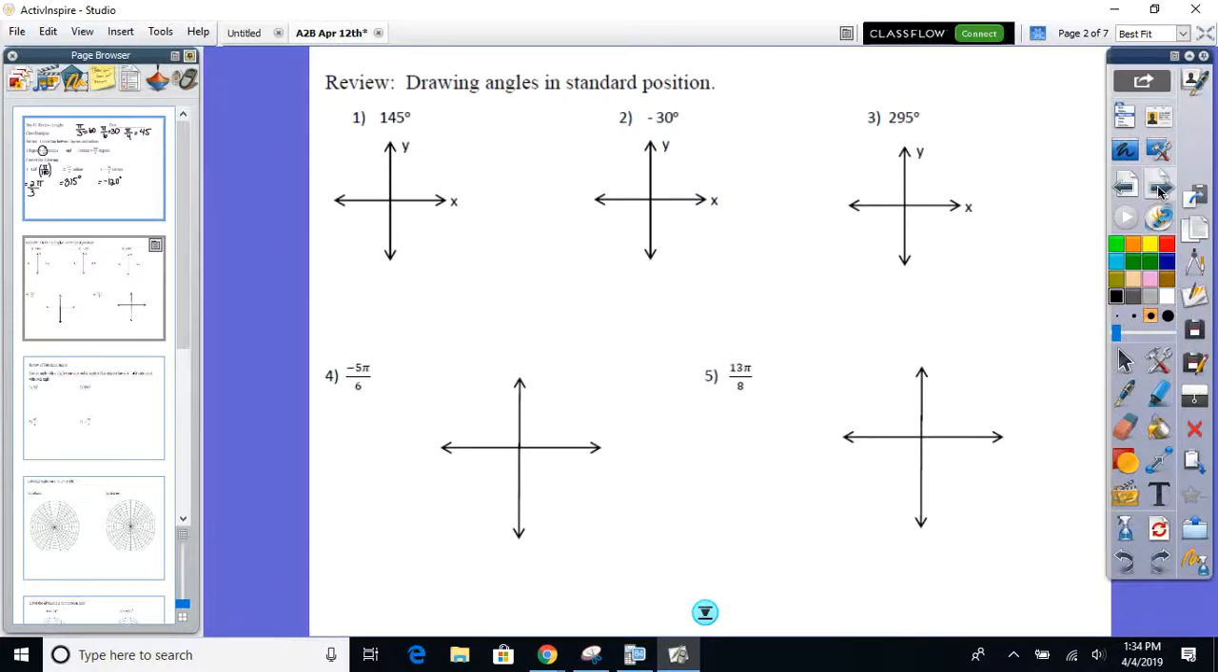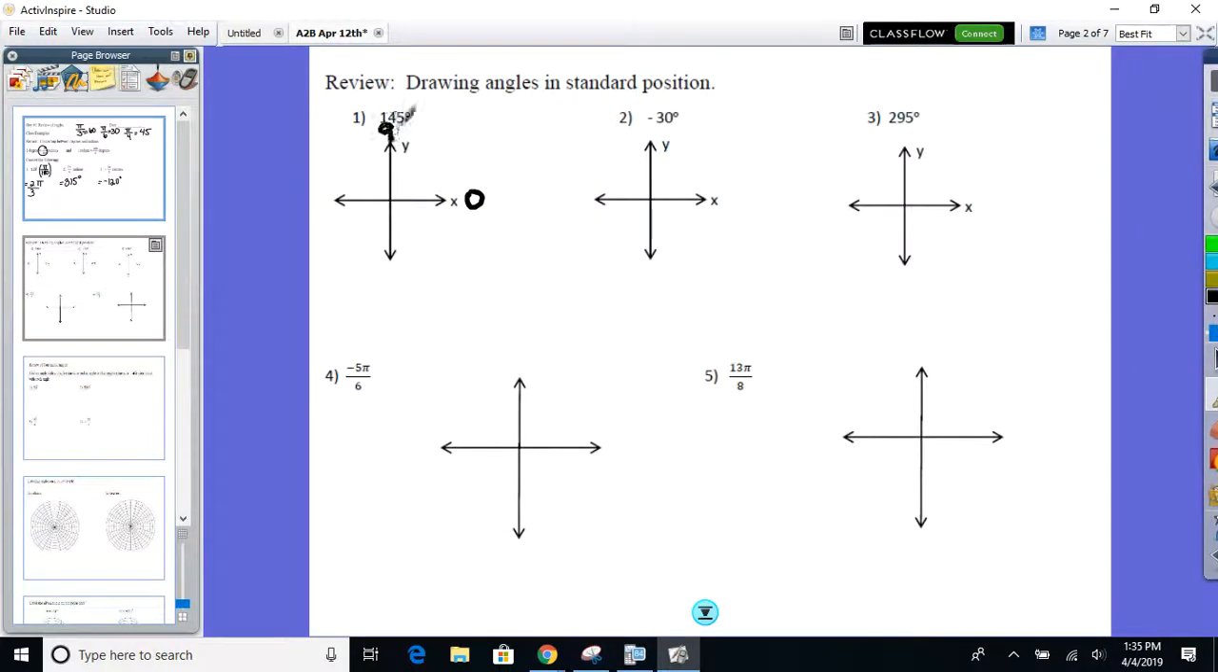Oh, yes. Yes. Remember this? Drawing them in standard position. 145. Just like the old day. Quadrant. Hold on. 0. What's up here? 90. 180. 270. Okay, you got it. So that's in quadrant 2.